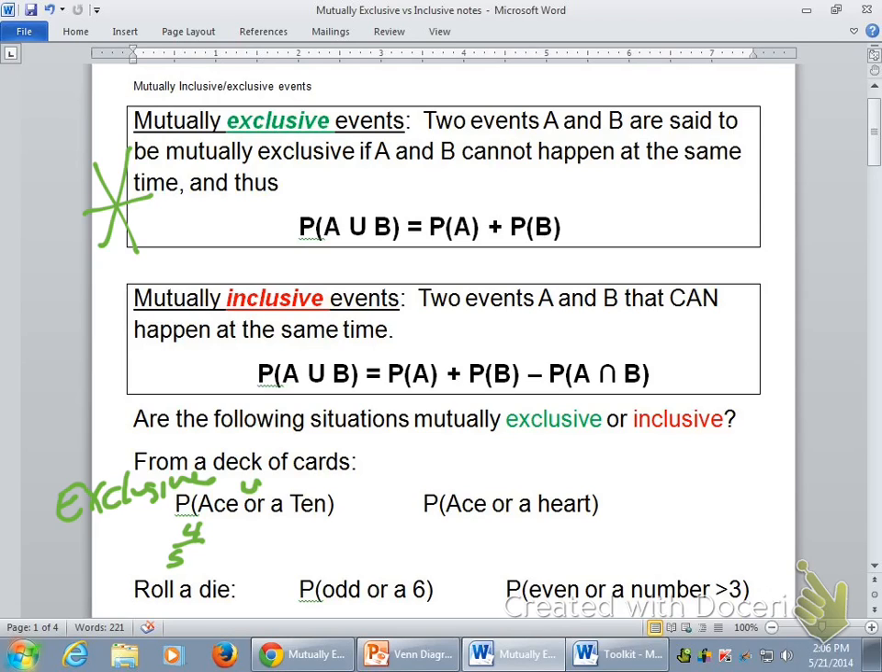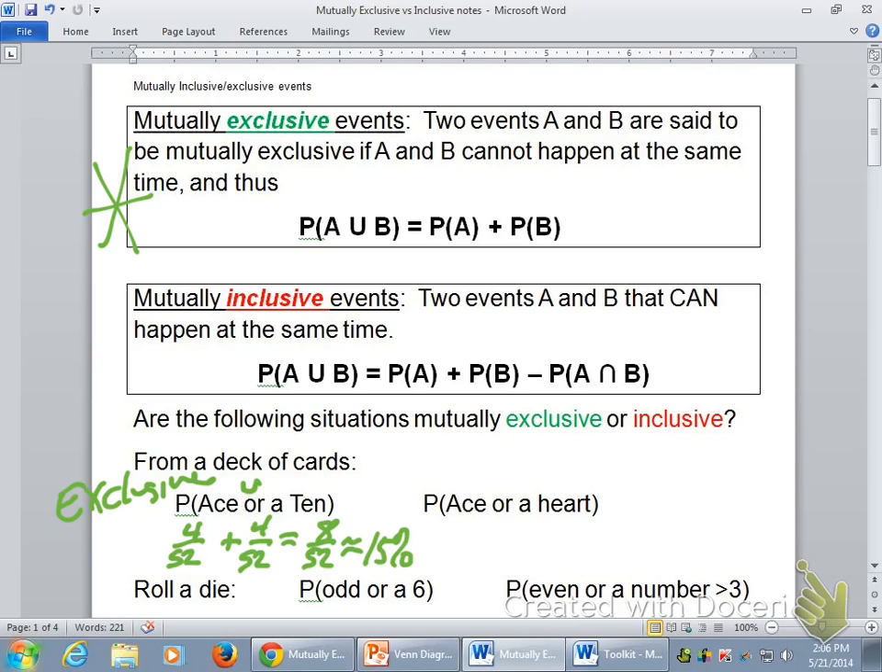4 out of 52, right? And what's the probability of that 10? Also 4 out of 52. I'm going to add them together. Now I'm lucky, I got common denominators. It's going to be 8 out of 52. That's no surprise, right? And you can go ahead and round that for me. What is that? All right, so it's about 15%.